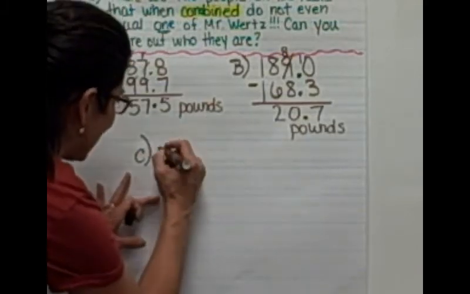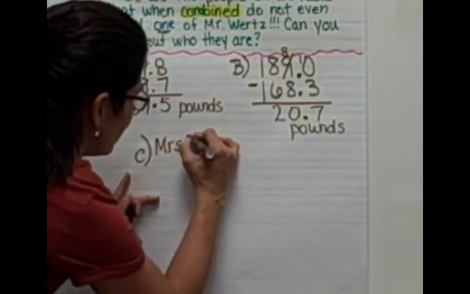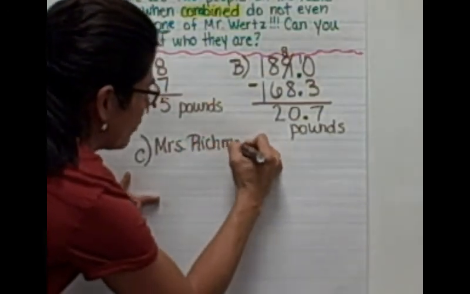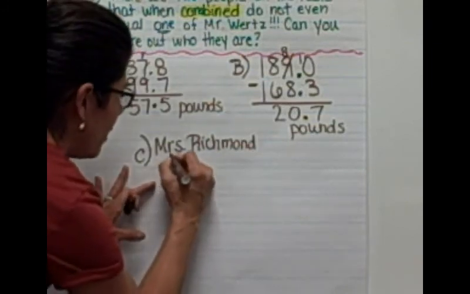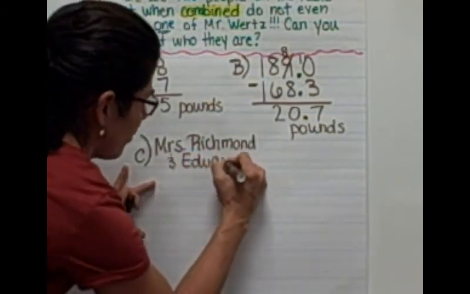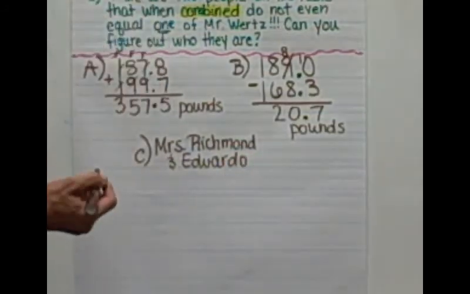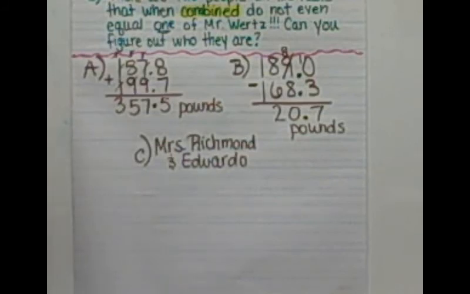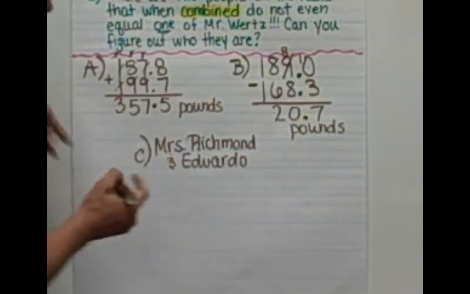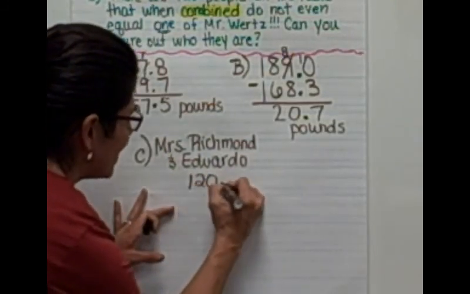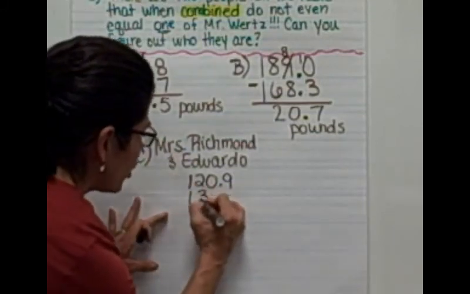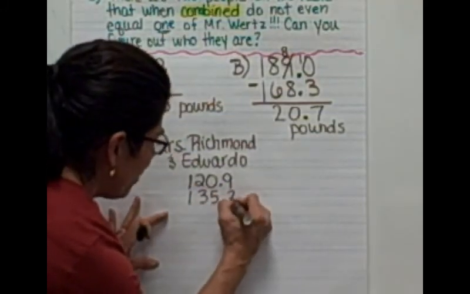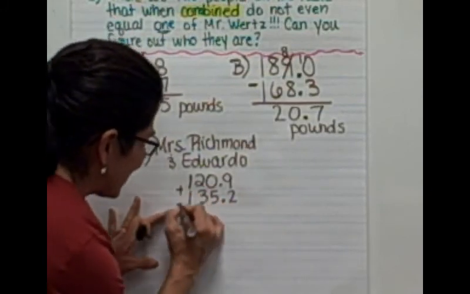The two members that when you add their weights do not even equal one of Mr. Wertz would be Mrs. Richmond, and the other one is not really a staff member, but he is a child of a staff member, it was Eduardo. Okay, so check your work. Mrs. Richmond and Eduardo is your answer to C. Now let's look at why. So Mrs. Richmond weighed 120.9 pounds, and Eduardo weighed 135.2 pounds. Combined means to add them.